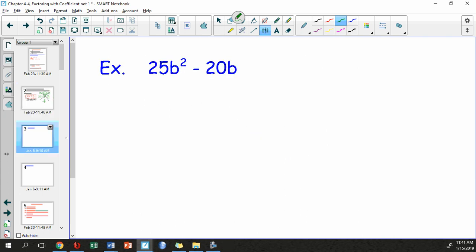Again, 25b squared minus 20b. What is the smallest number up there? 20. Does 20 go into 25? Now, if I were to list all my factors, I'd have 20 and 1, 10 and 2, 4 and 5. Does 10 go into 25? No. Does 5 go into 25? Yes. So what is my GCF for the numbers? 5. So I have a numerical GCF of 5.